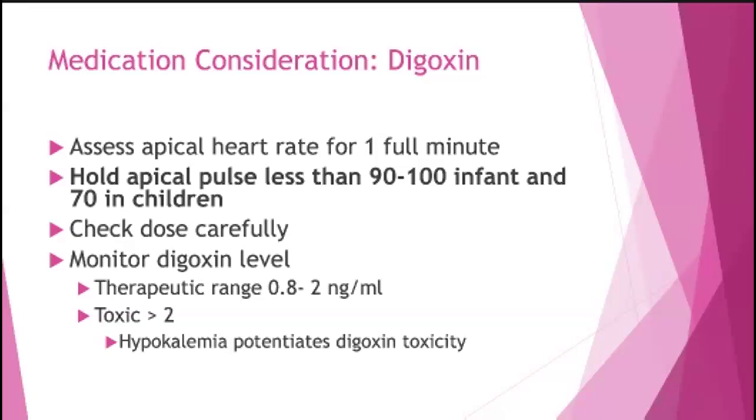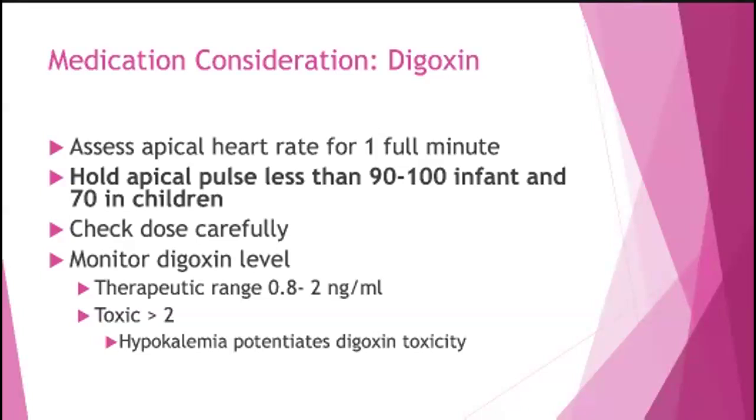We have to monitor its therapeutic range, which is very narrow, and if it's over 2, it's considered toxic. Toxic signs in early stages would be poor feeding, anorexia, nausea, and vomiting. We can have cardiac signs of toxicity of bradycardia and dysrhythmia. So we always monitor our digoxin level as ordered and always check our heart rate for a full minute before administering. We also want to have electrolyte considerations.